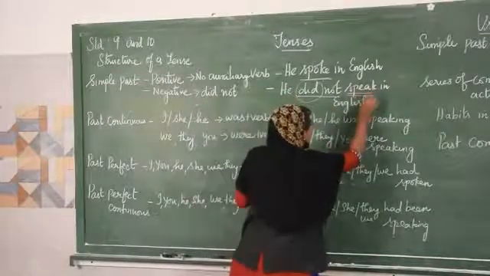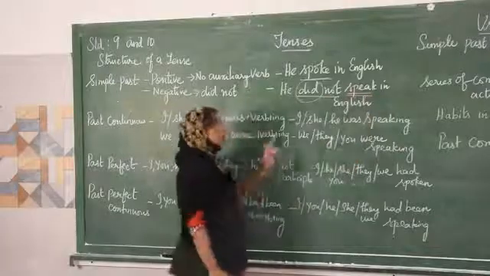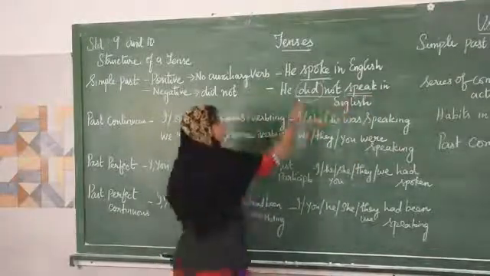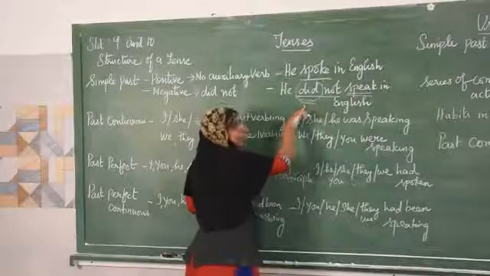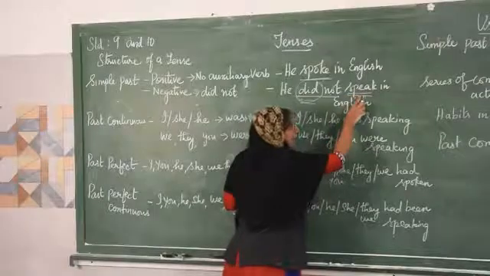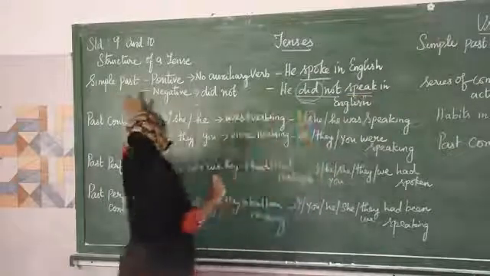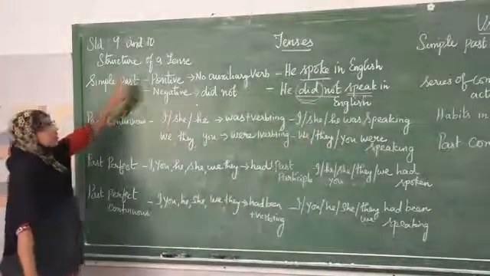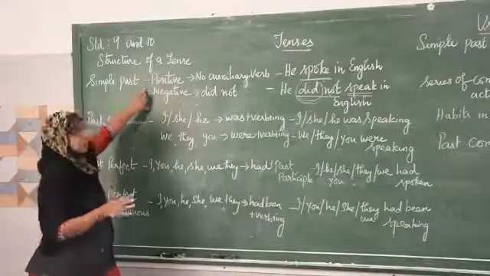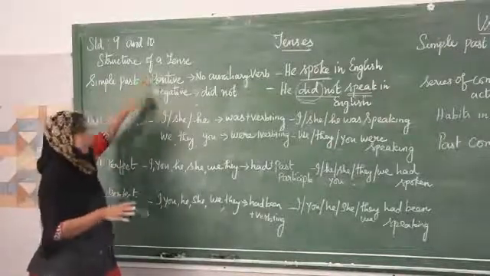So the action verb must be in simple form. It is wrong to write he did not spoke because already this auxiliary verb is in past tense. So here the main verb should be in present form. Is it clear? Now first, what is it? Simple past tense. In 2 structures you can write, positive and negative.